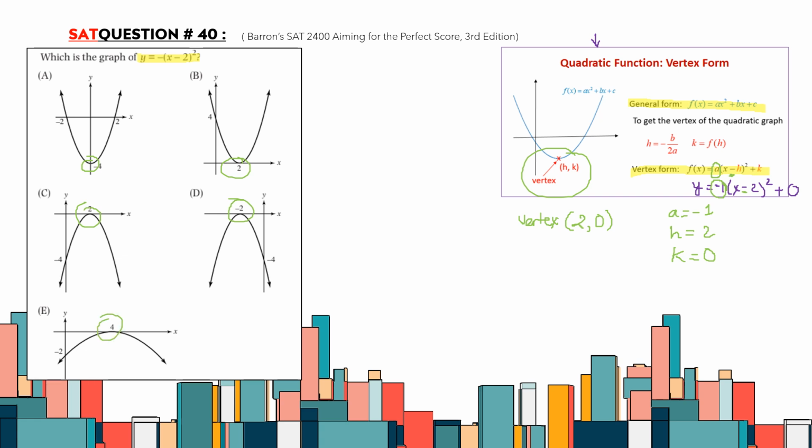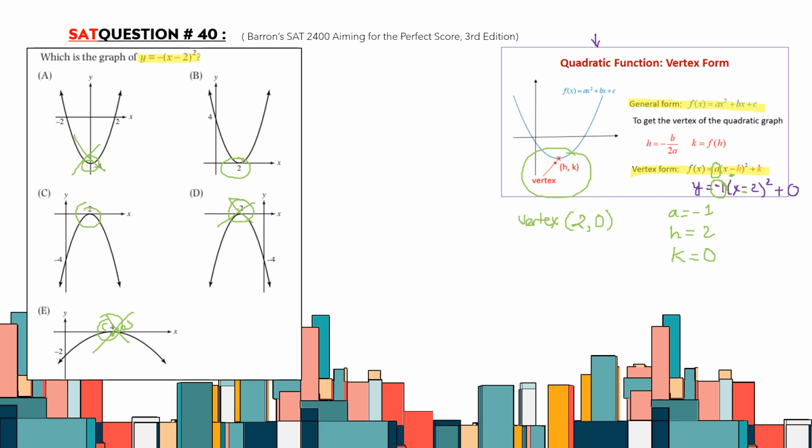This is x equals negative 2, so it's not the right answer. This has 2, right? Keep that. This has 4, so it's not the right answer. It has 2, keep it. C has 2, keep it. E has 4. The vertex is at (4, 0), right? So it's not E as well. So we have C and B, right?